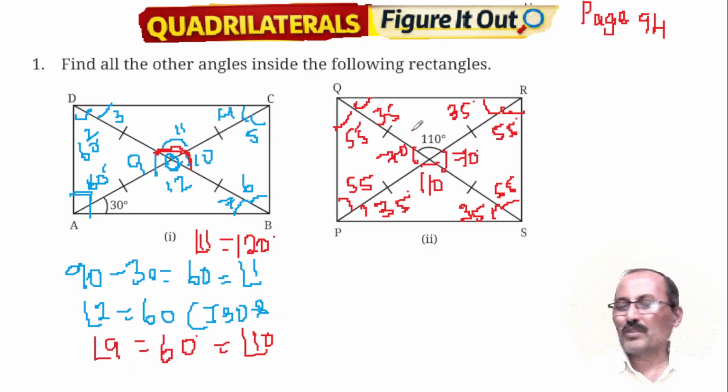Do you feel confused? No, it's simple. We used 2-3 logics. What are the concepts here? What did we use? The angle sum property, that is 90 degrees in the right angle, and vertically opposite angles. Are you clear? Shall we go to the next question?